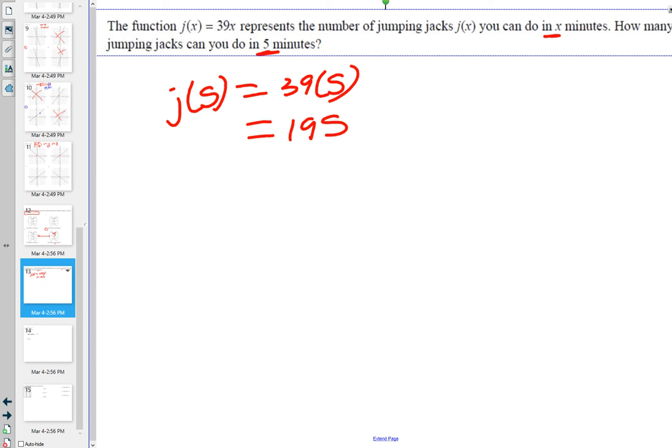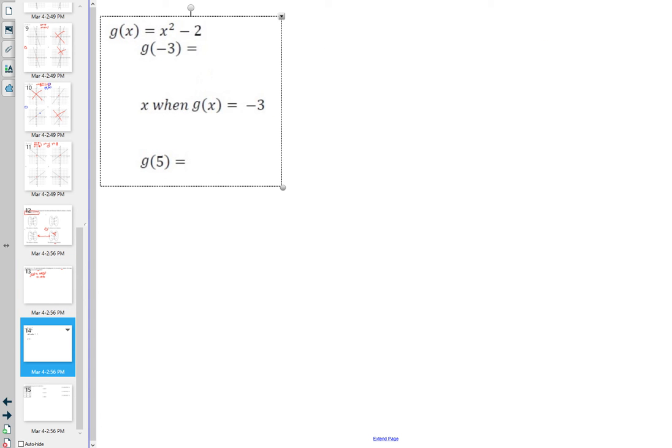195. And this is what I was telling you for the Google form. Just put 195. Don't put jumping jacks. Don't put y equals, just put the 195. Because if not, Google gets confused, and you don't want to make Google confused.